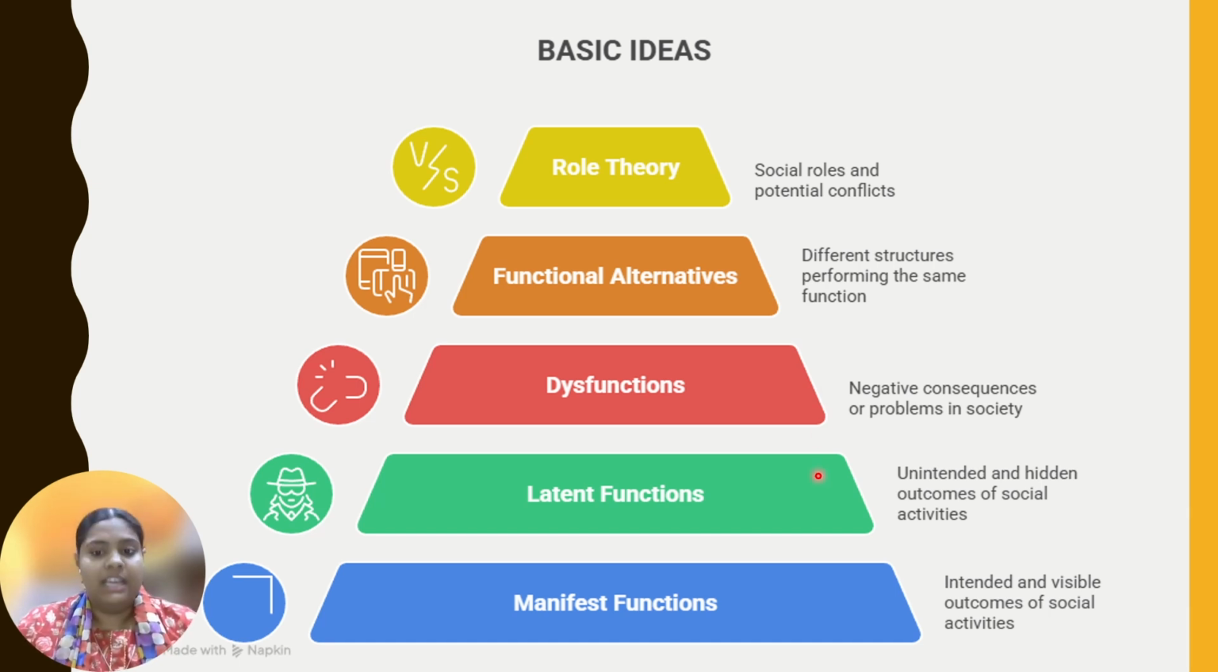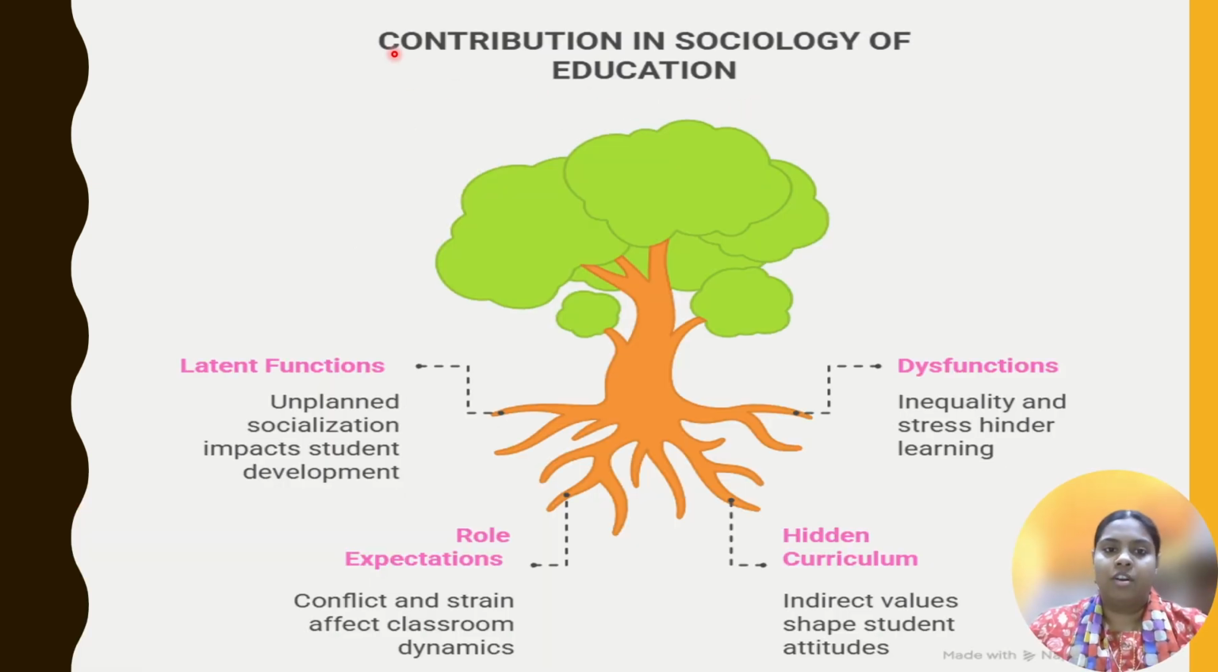Next, latent function. According to him, latent functions mean the hidden outcomes of various different social activities. Manifest functions. According to him, these functions refer to visible outcomes of social activities. Let's see his contribution in sociology of education.